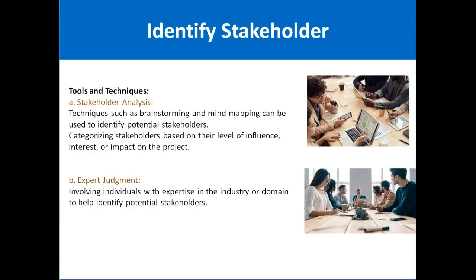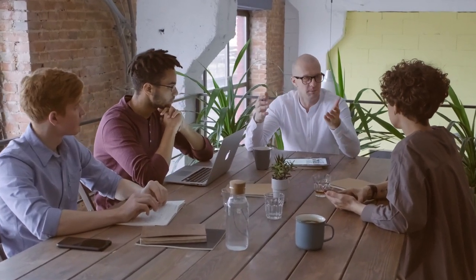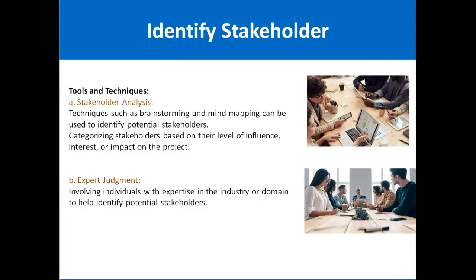Expert judgment means that we can also talk with an expert who has domain expertise, for example a senior project manager or a consultant. We discuss with them and try to understand what the possible stakeholders could be for this type of project. Friend, expert judgment is a very important and very good approach here, because a person who has the domain knowledge can tell you that this type of project could have these types of stakeholders. You can use this information to identify the stakeholders for your project.